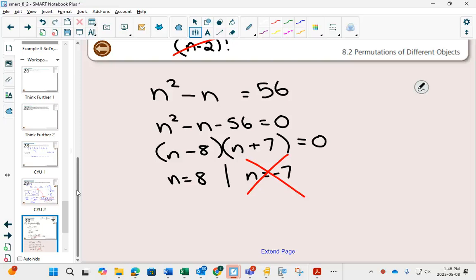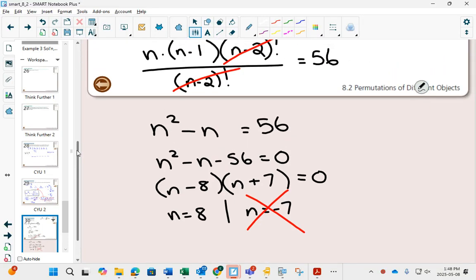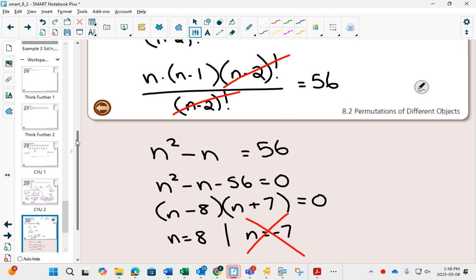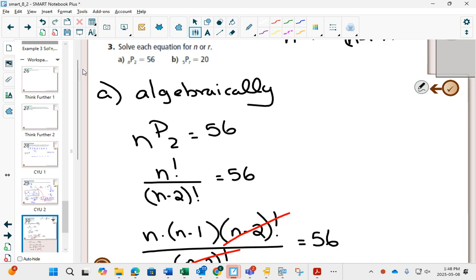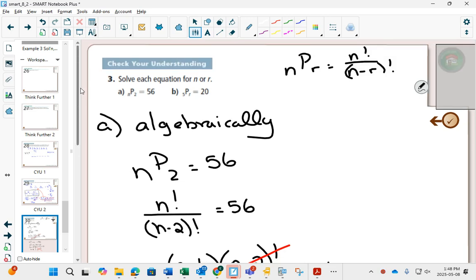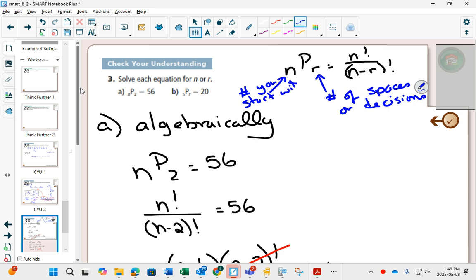Okay? Are you ready for the shortcut? Which you're not allowed to use, but nice to see it anyways. Not allowed to use it if they say algebraically. Okay? The shortcut is this. In this formula, that is the number of spaces. And that's the number you start with.